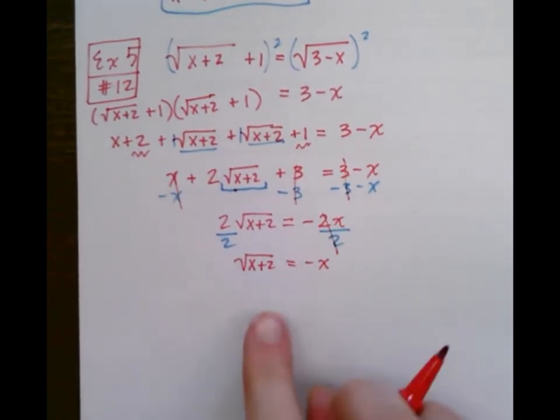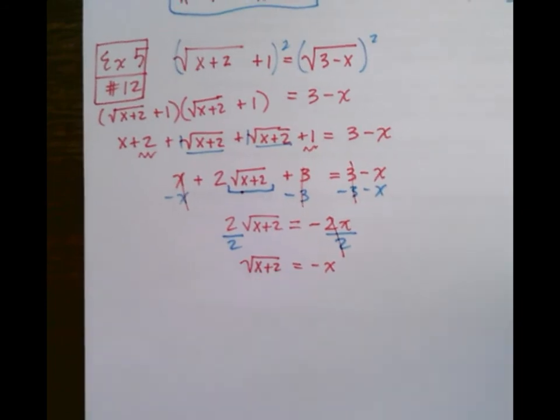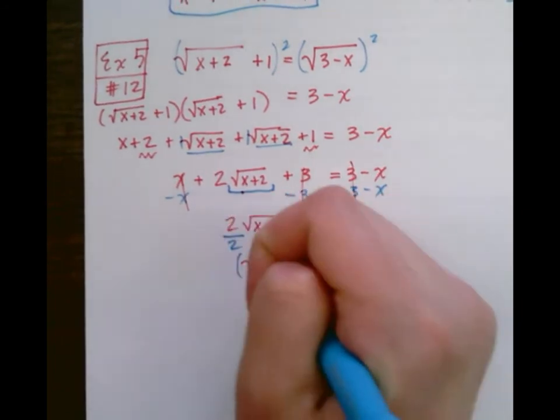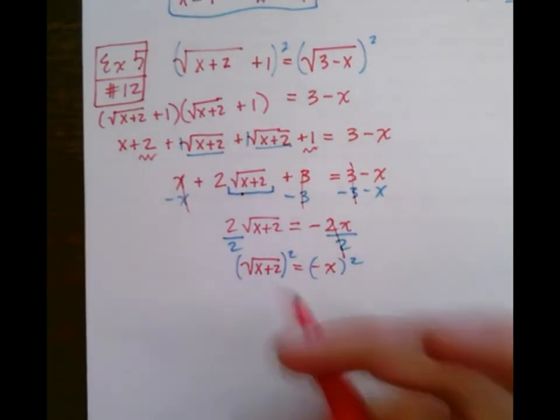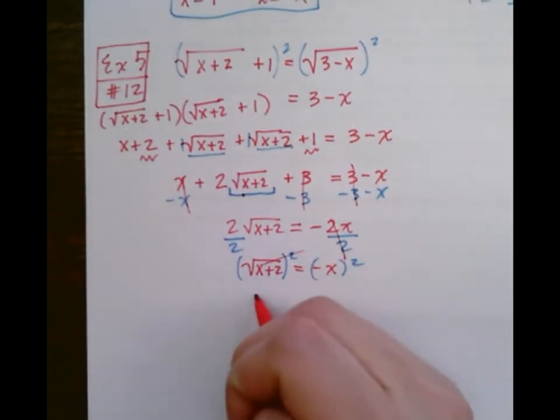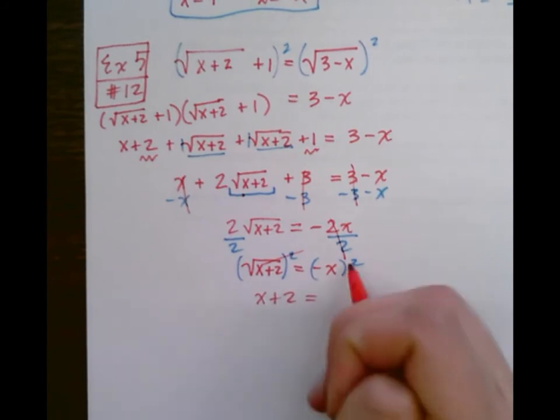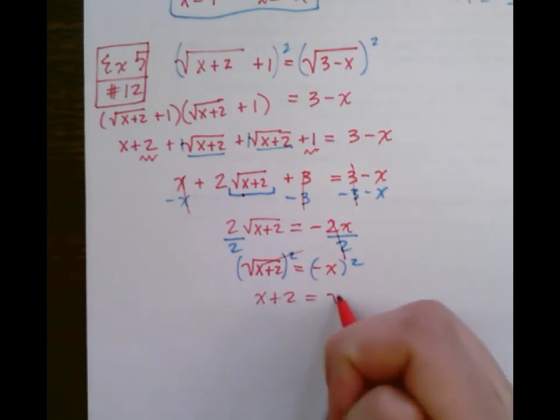From there, now I have my root by itself, so I can square it to cancel it out. And whatever you do to one side, you have to do to the other. So when I cancel out my root, I have x plus 2 is now equal to negative x squared, which is positive x squared.